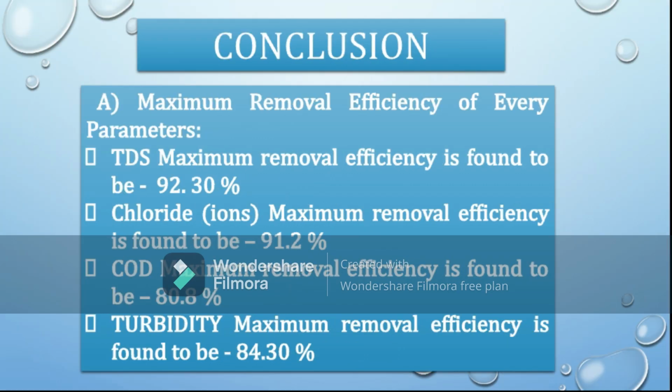Conclusion. Maximum removal efficiency of every parameter. Total dissolved solids maximum removal efficiency is found to be 92.3%. Chloride ions maximum removal efficiency is found to be 91.2%. Chemical oxygen demand maximum removal efficiency is found to be 80.8%. Turbidity maximum removal efficiency is found to be 84.3%.